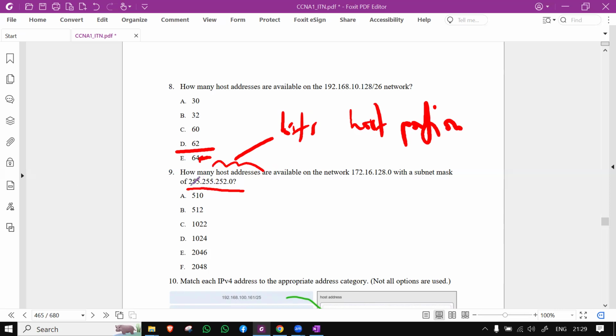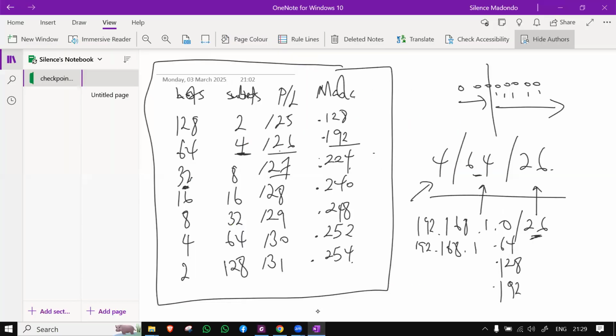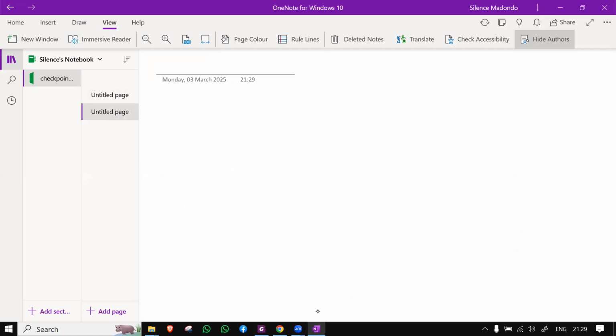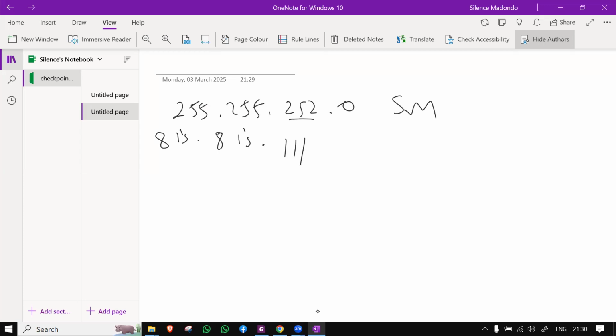If I look at the subnet mask, 255 means I have 8 bits. So we have 255.255.252.0. This is the subnet mask; we use it to identify the host portion and the network portion. The network portion is the part which is all ones in the subnet mask. So that is 8 ones, 8 ones. Then from 252, how many ones do we have? 252 is 128, 192, 224, 240, 248, 252: 1, 2, 3, 4, 5, 6 ones. This is 252.